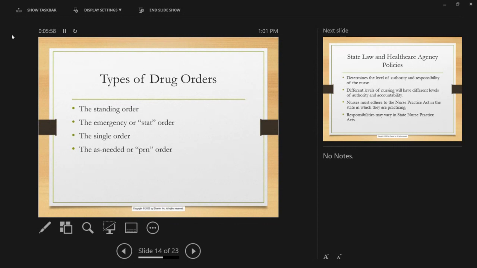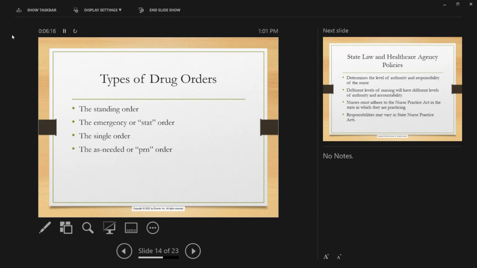Drug orders are classified into one of the 4 types: the standing order, the emergency or STAT order, the single order, and the as needed or PRN order. The standing drug order indicates that the drug is to be given until it is discontinued or for a certain number of doses.